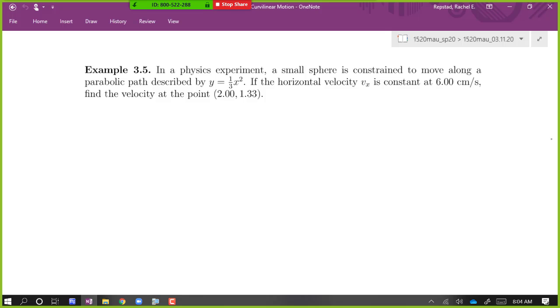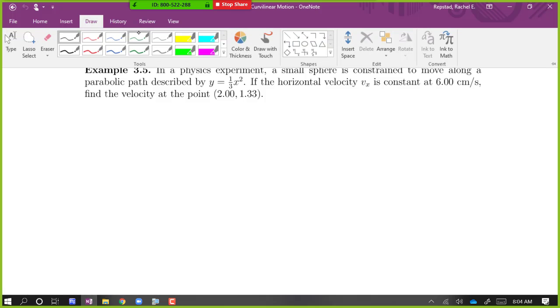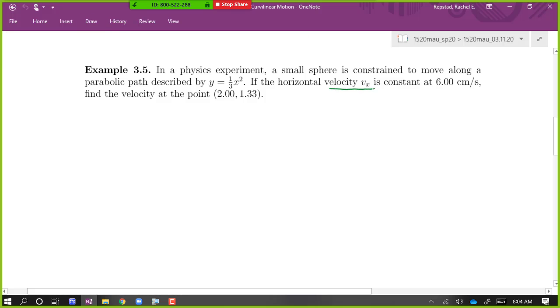What they do here is they've told us the path in the rectangular equation, and then they say the horizontal velocity Vx is constant at 6 centimeters per second. So first of all, they've told us that dx/dt is 6. As a function, it's always equal to 6. That's important information. They gave us the x component as 6, so what we're going to work hardest on at first is finding that y component, because once I have the y component, I've got both of them, and I can use Pythagoras and arctan.